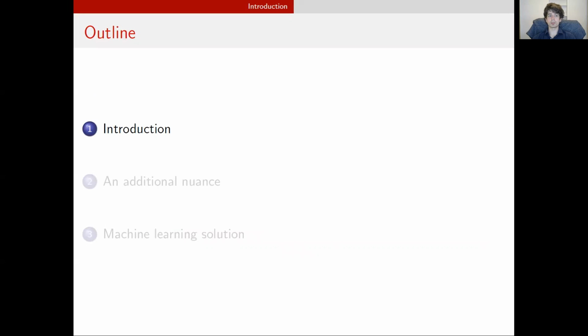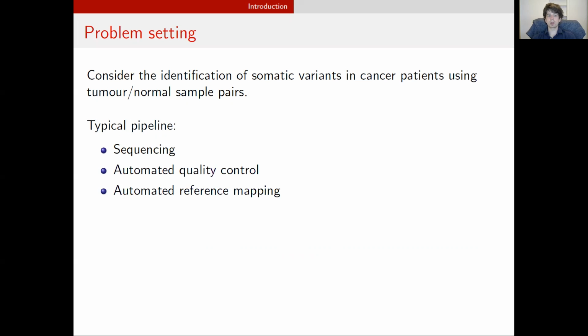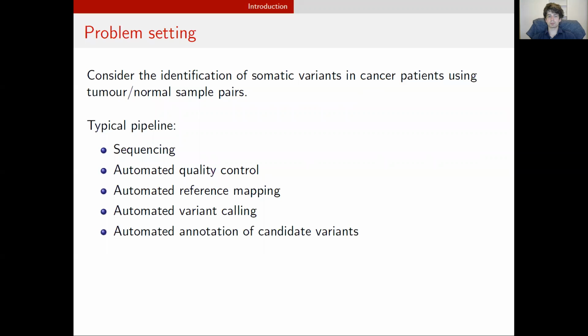So, for the general topic, we are in the typical setting of wanting to identify somatic variants in a cancer using a sample pair of a tumor sample and a reference germline or a normal sample. And so typically this would look as follows. We would sequence the data. We would do some automated QC. We would map to the reference genome, use a variant caller to get candidate variants, annotate them using some database, and lastly, refine them manually to weed out sequencing artifacts or misalignments which were called as variants.